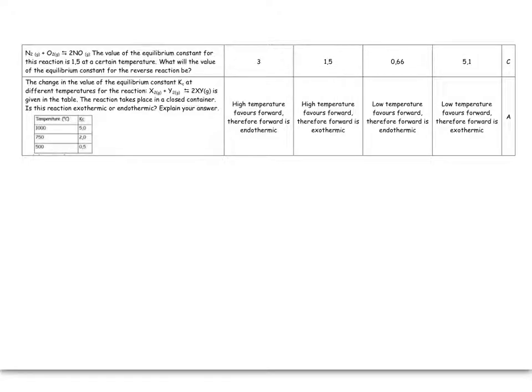New reaction, we've got N plus O2. The value of the equilibrium constant for this reaction is 1,5. What will it be for the reverse reaction? Remember, it's just the inverse of 1,5, which means that you land up at, I think, 0,66.